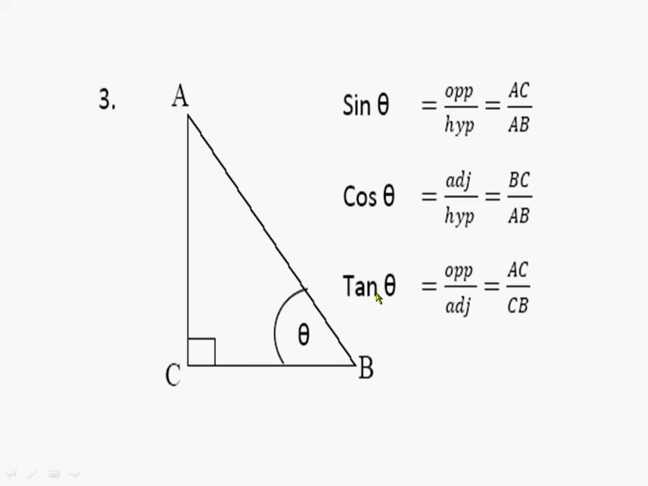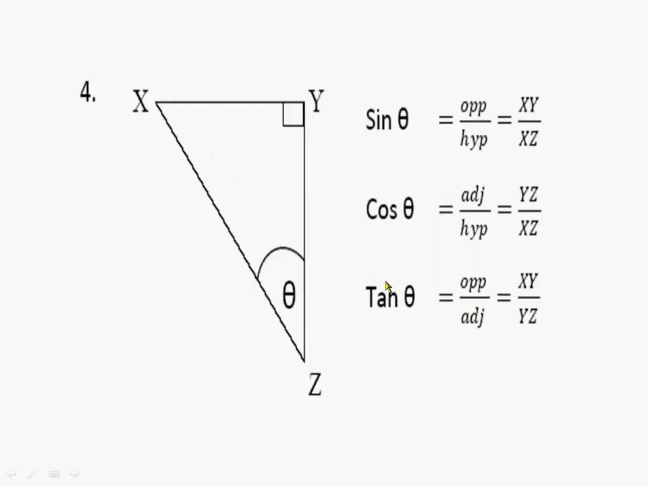Then we look at tan theta. Tan theta will be opposite over adjacent. Opposite to this angle will be AC, hence you have AC over adjacent, which is the side closest to it, which is not the hypotenuse, but the side closest to it will be CB. So tan theta is opposite over adjacent, which is AC over CB.